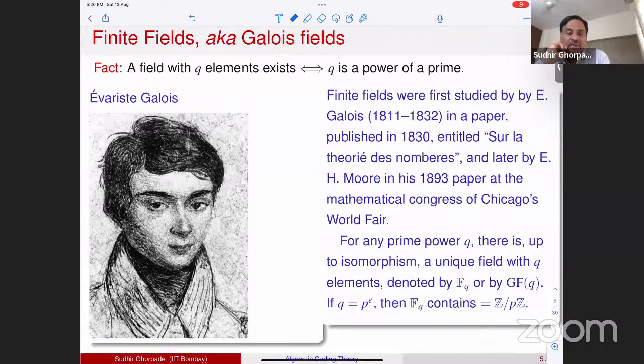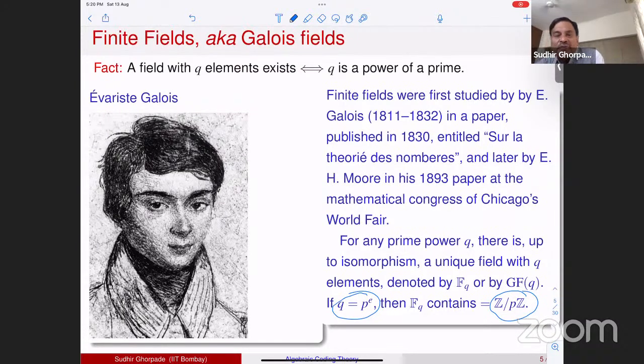Most likely you are familiar with a field with p elements where p is a prime number, that's Z mod pZ, or integers modulo p, or residue classes of integers modulo a prime number p. That's a field with p elements. And it turns out that you can construct a field more generally with a number of elements which is a power of a prime number, like p to the power e. And up to isomorphism, there is basically only one field with a given prime power number of elements.